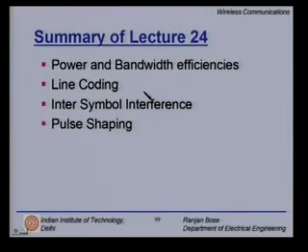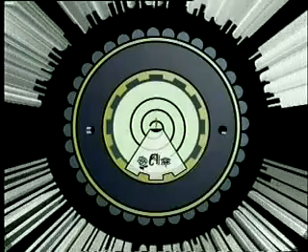So, let us summarize today's lecture. We first looked at the power and bandwidth efficiencies, followed by line coding. We looked at different kinds of line coding techniques: the return to zero, the non-return to zero, and the Manchester code. Then we talked about the problem of inter-symbol interference. In mobile channels, ISI is inevitable. And then we looked at the Nyquist criterion to overcome the effects of inter-symbol interference. We looked at some examples of pulse shaping filters which can be used for mitigating the inter-symbol interference. In the subsequent lectures, we will talk about different kinds of digital modulation techniques used in current mobile communication systems as well as future mobile communication systems. We will conclude our lecture here.